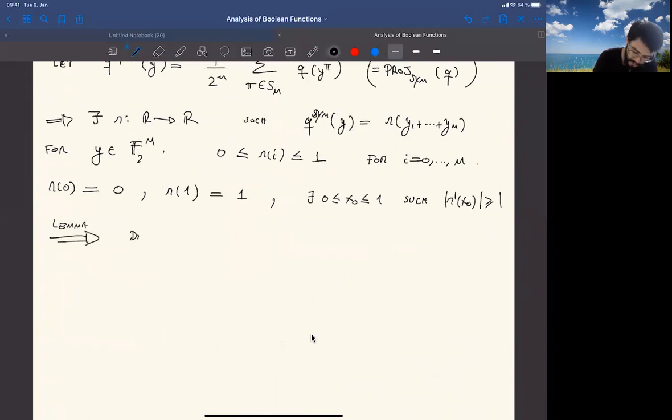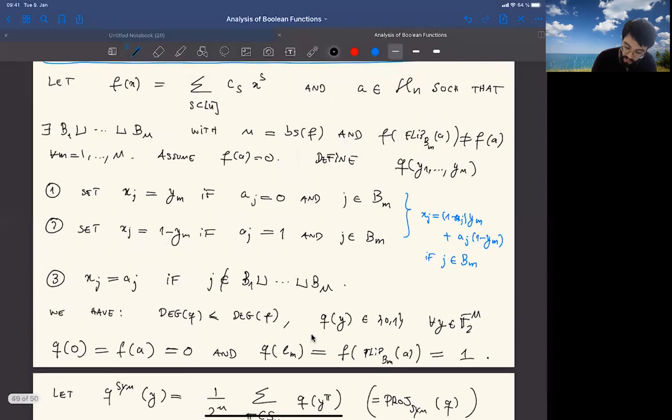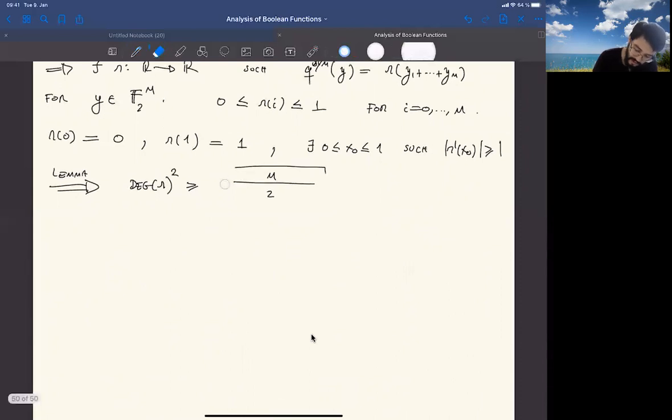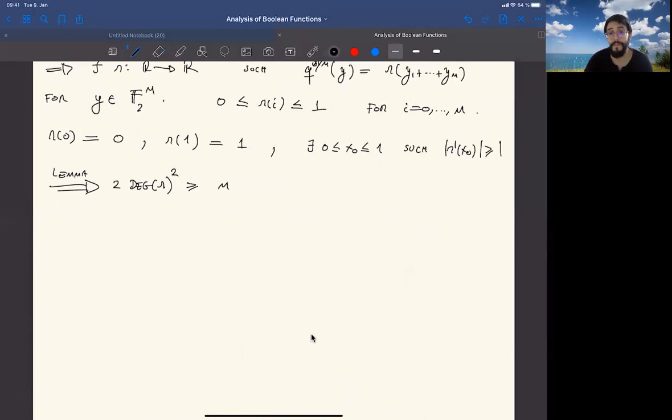The lemma implies that the degree of R is greater or equal than the square root of C, which is 1, times M divided by the square root of C plus B2 minus B1. But C is 1, B2 is 1, and B1 is 0. So this is just 2. Another way of saying this is that the degree squared is greater or equal than M. That is, that this is true.